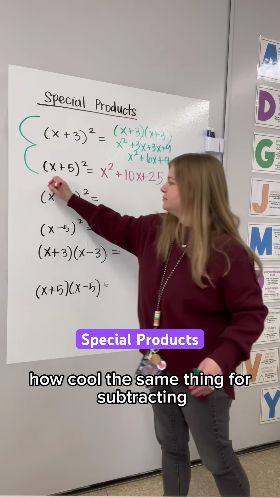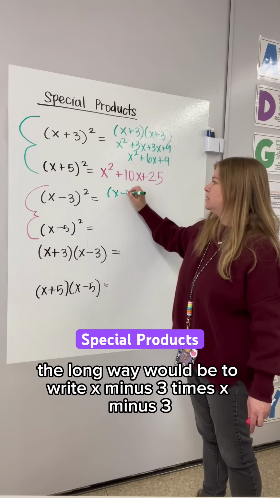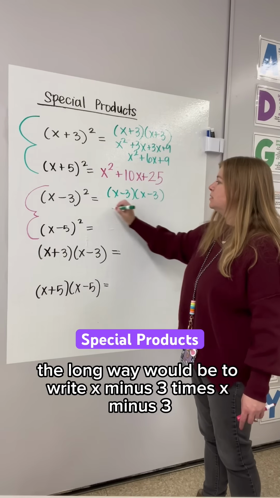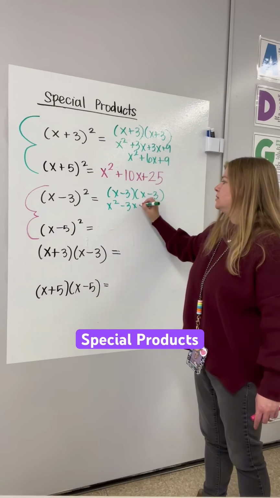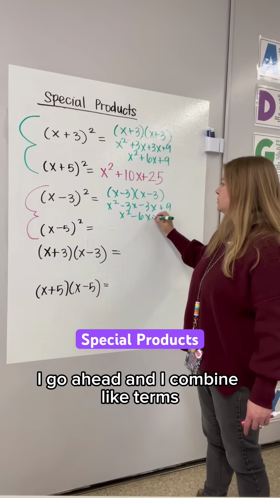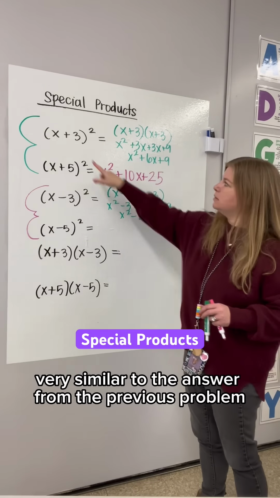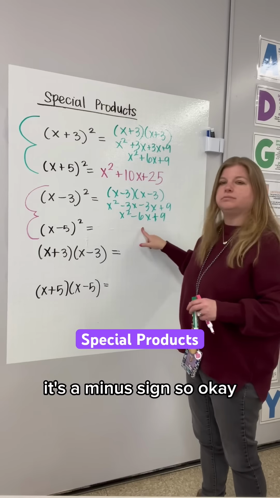The same thing for subtracting. So if I take a difference and I square it, the long way would be to write x minus 3 times x minus 3 and distribute everything out. And after I distribute everything out, I go ahead and combine like terms. And notice that this answer is very similar to the answer from the previous problem. It's just instead of a plus sign, it's a minus sign.